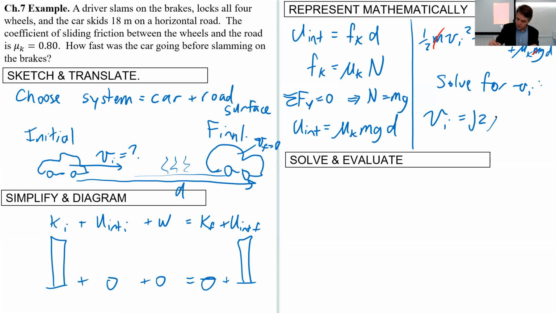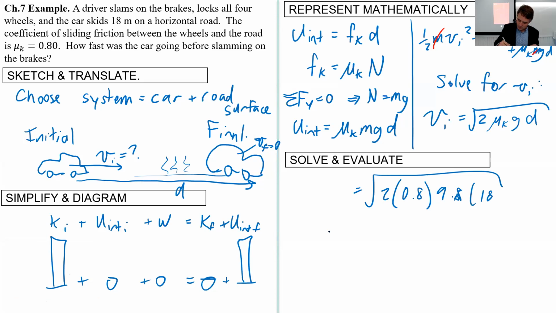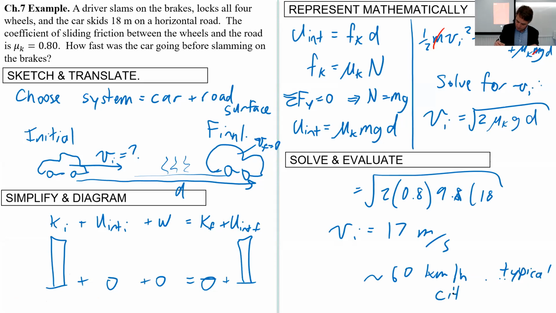So v_i is equal to the square root of 2 times mu_k times g times d, which is the square root of 2 times 0.8 times 9.8 times the 18 meters. So v initial is equal to 17 meters per second, which is about 60 kilometers per hour. City speed.